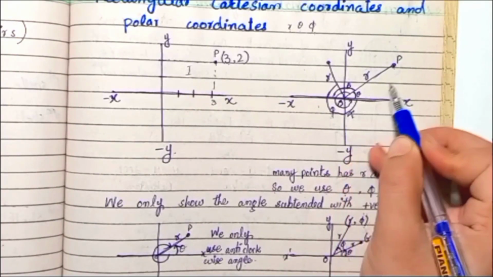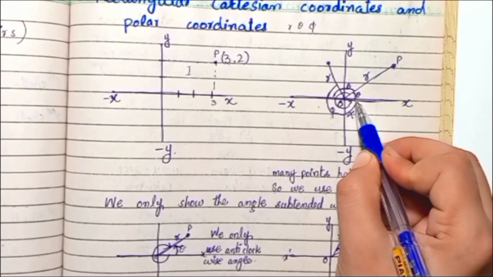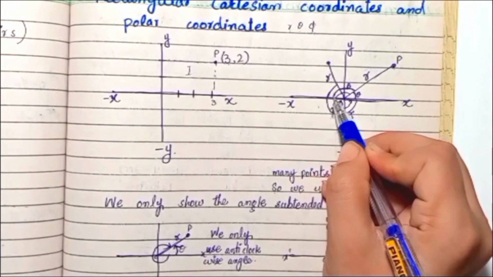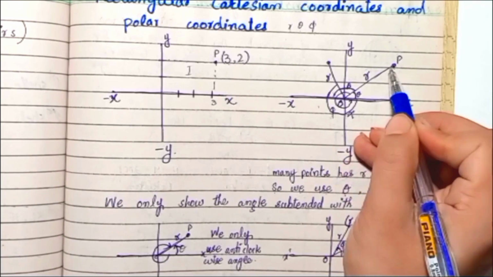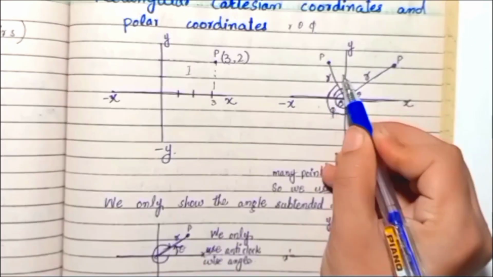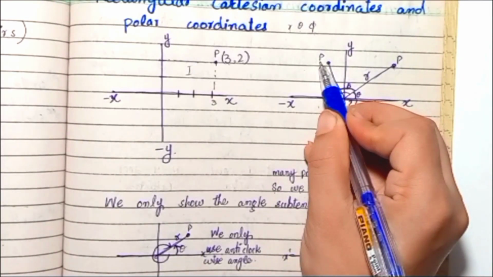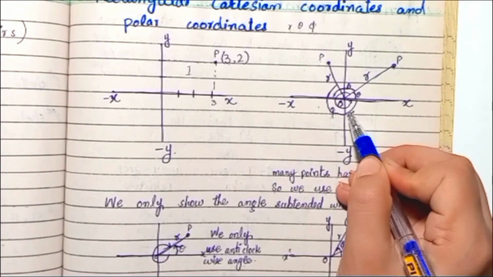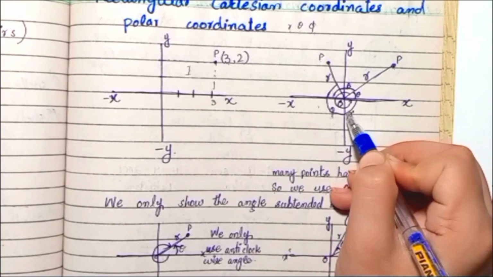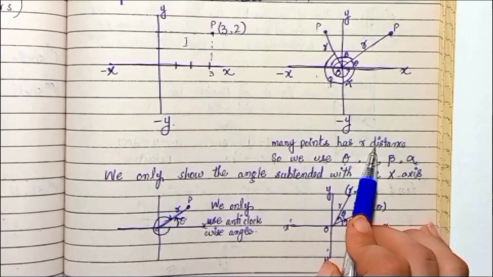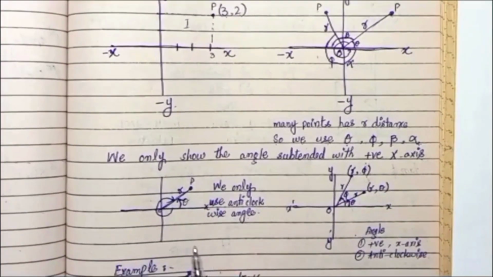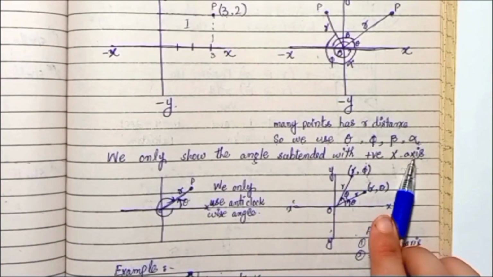Theta is the angle subtended by this imaginary line from the positive x-axis. And beta is the angle subtended by line r from the negative x-axis. Similarly, this is another point which is at the same distance r from the origin O. The position of this point will be shown by psi. Psi is the angle subtended by this line from the positive x-axis. Many points have distance r, so we use theta, psi, beta, and alpha. We only show the angle subtended with the positive x-axis.